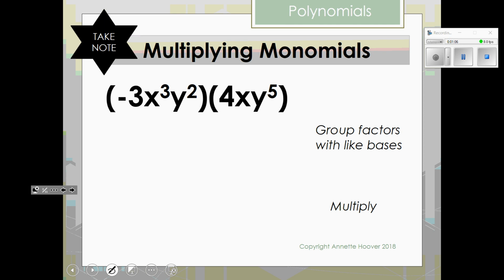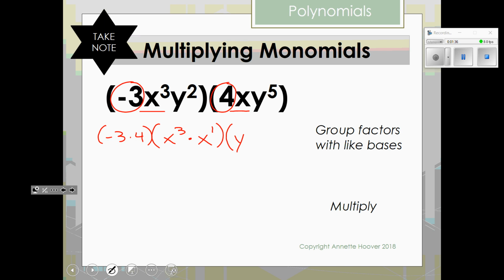Okay, in our next one, if you look, we can also use the commutative property to group together things that are alike. Up here we have a -3 and a -4. We can group those together. So -3 times 4. We can also group together like bases. So we have x cubed that we can multiply times x. And remember, when you have a variable without an exponent, that there is an invisible 1. So that's x to the first.